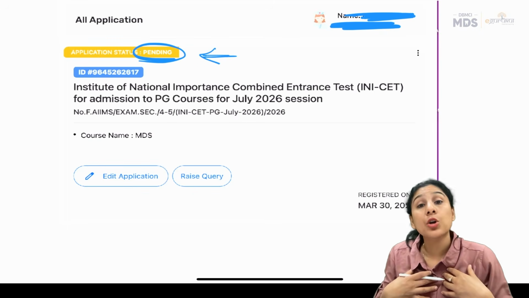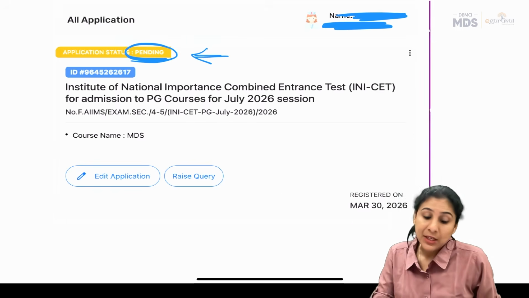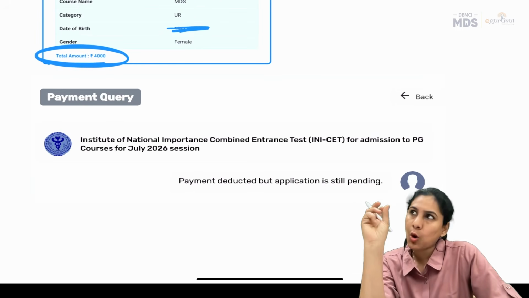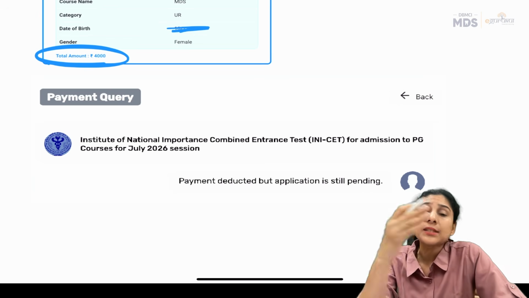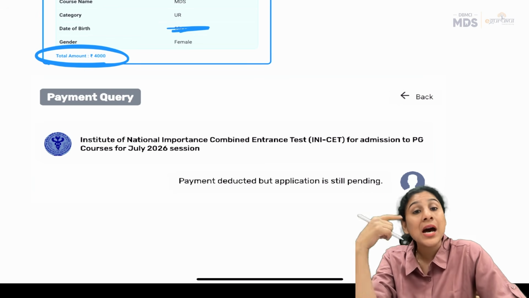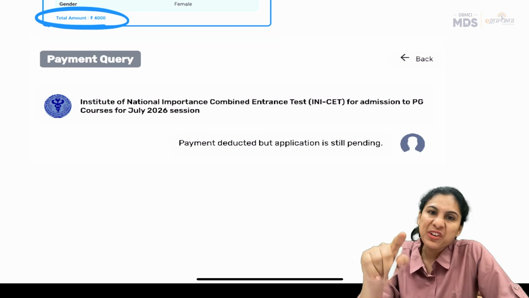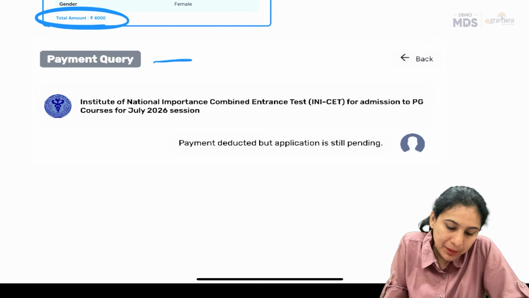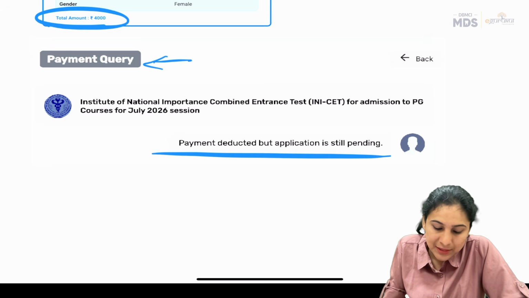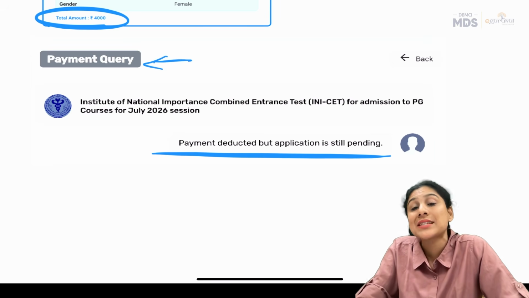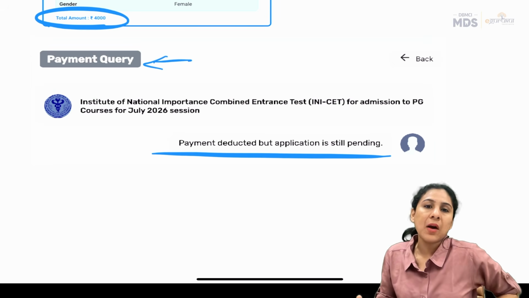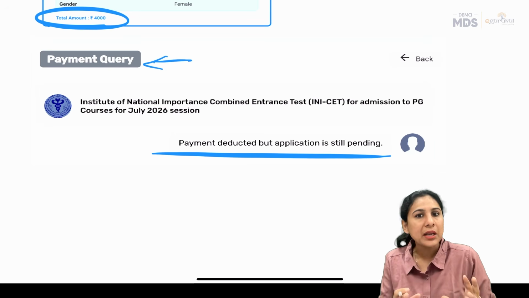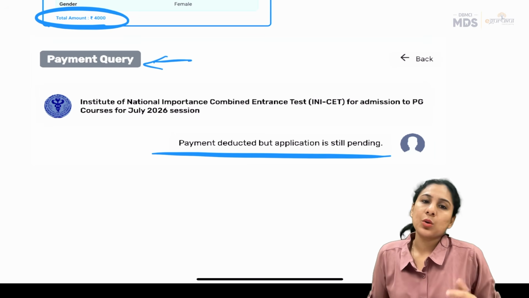All right. If you're really worried that my payment is deducted, what you can do is raise a query. In the same login, you have an option to raise a query. Different kinds of queries are there. If you ask the query through that portal, believe me, all the queries will be answered. For example, just for a trial, we have raised a payment query and I have written that payment is deducted, but application is still pending. Now, within 24 or 48 hours, I'm expecting a reply to this query, right? So, just like that, if you have any query in form filling beyond this, you can raise a query.